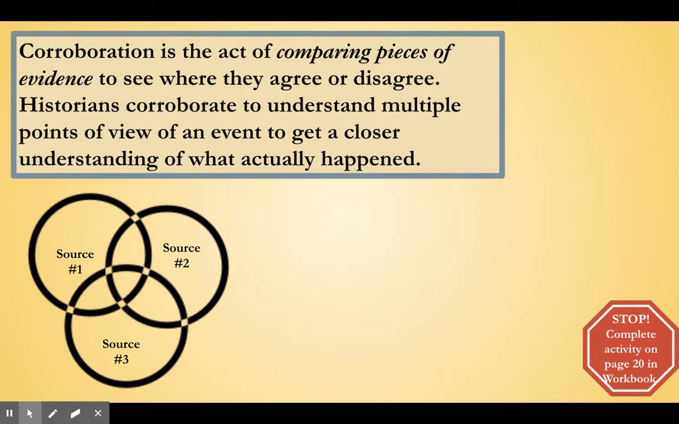It says that corroboration is when you are comparing pieces of evidence to see where they agree or disagree. So first of all, what kind of evidence are we talking about? Evidence are your sources. It could be primary or secondary source documents, photographs, reports, journals, anything. You want to see what they say happened at a certain time or during a certain event. So you want to get multiple points of view to get a better understanding of what actually happened.